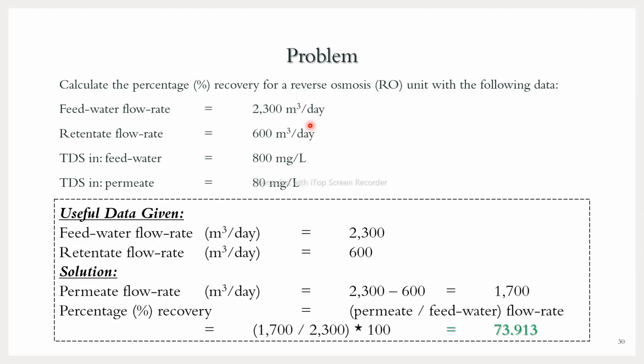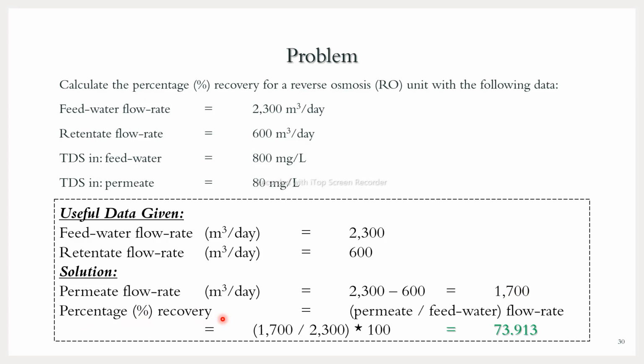So the TDS data, both the data that is given here, is not necessary. These are non-useful data. Solution is, if feed water flow rate is this, retentate flow rate is this, then the permeate flow rate in meter cube per day will be 2300 minus the retentate flow rate 600 equals 1700 meter cube per day. Okay.